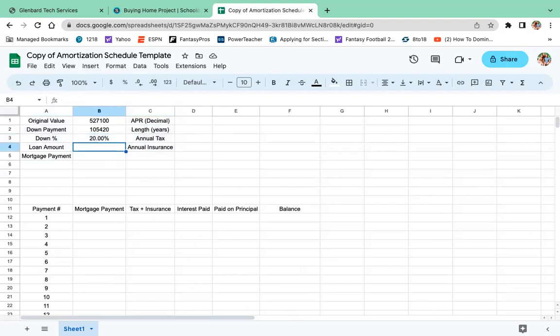Okay, now we're going to get into our loan amount. Our loan amount, so how much money do I need to borrow? How would we figure that out?